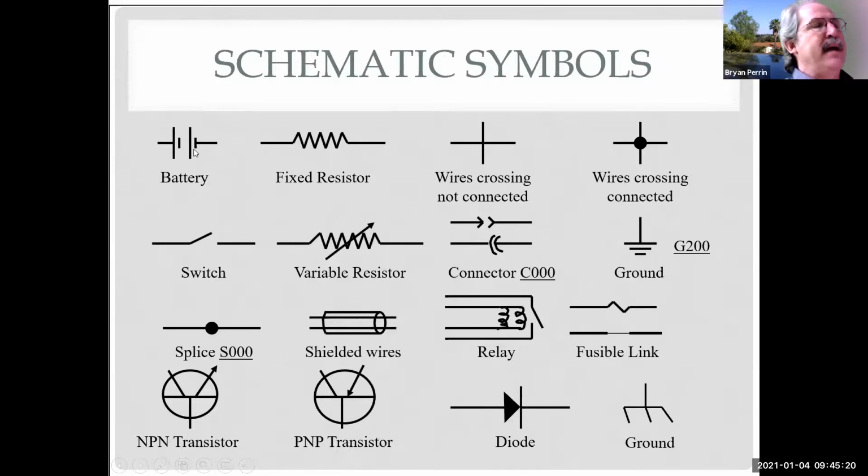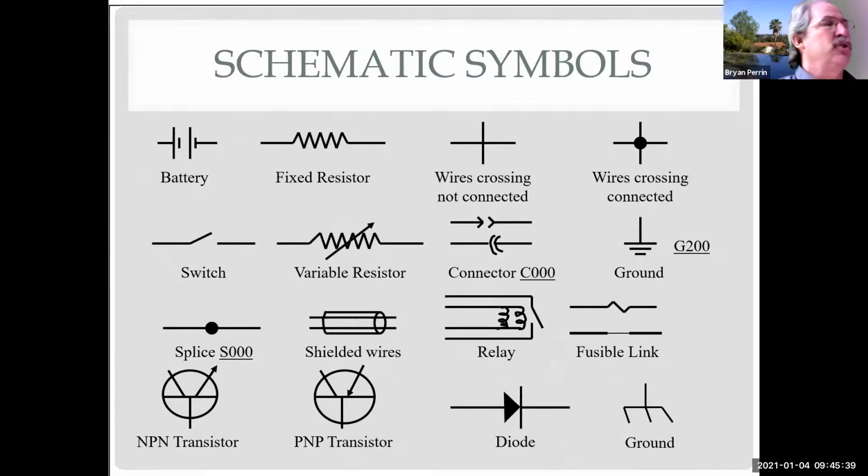So I've got my battery, my fixed resistor, wires crossing that aren't connected. See, there's no dot there. Wires crossing that are connected, a switch. Now, the interesting thing about switches is they are always drawn in schematics in their default or natural position.